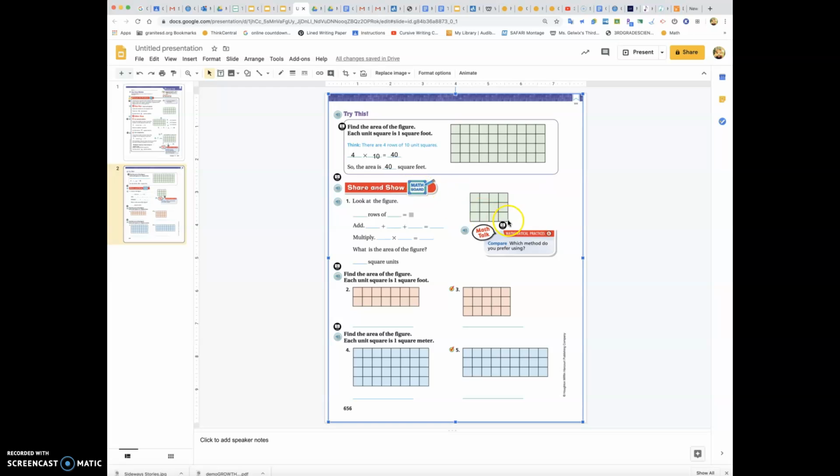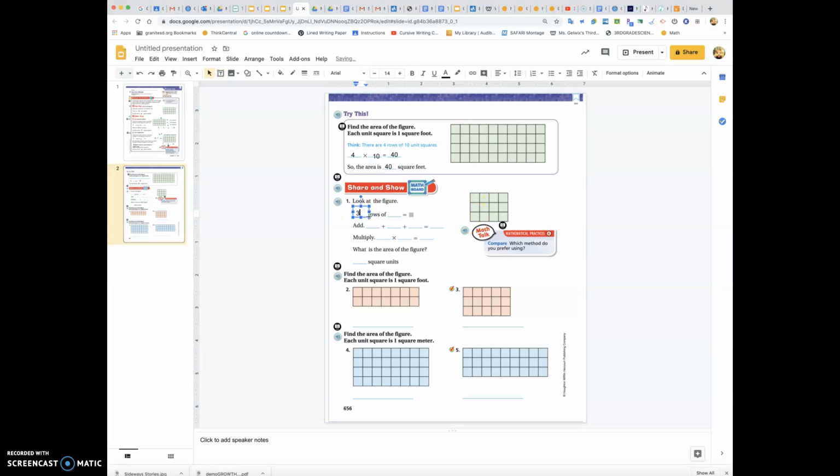Okay, on the Sharon Show, same thing here. Look at this figure. We're going to do multiplication. Now if you're still just struggling, just follow me, okay? But then when you're on your own, if you want to count the boxes, that's fine, but follow me with the multiplication. So how many rows are there? We have row 1, row 2, row 3. So there's 3 rows, and how many are in each row? 1, 2, 3, 4. So there's 4 in each row. So I have 3 rows of 4.